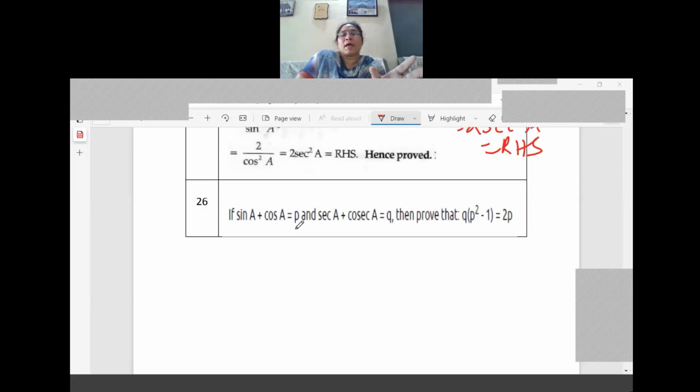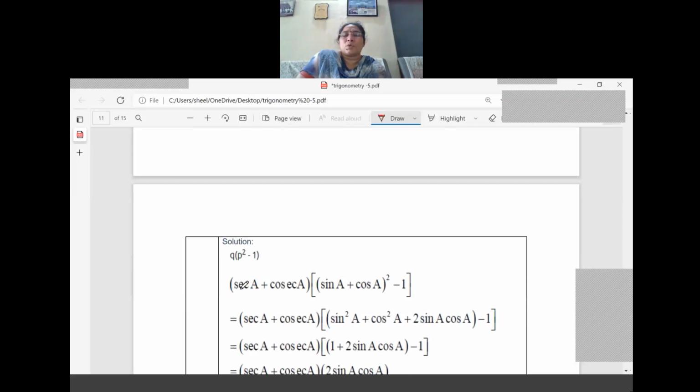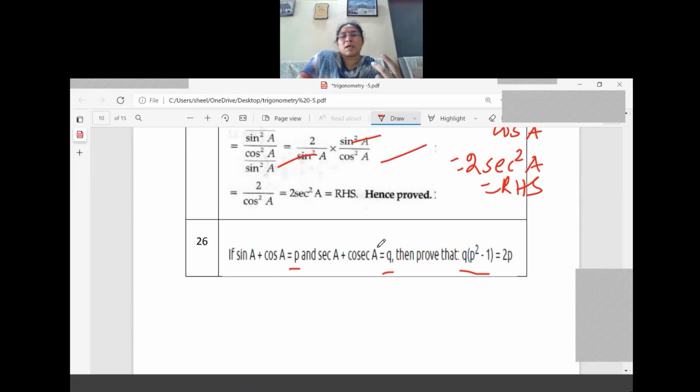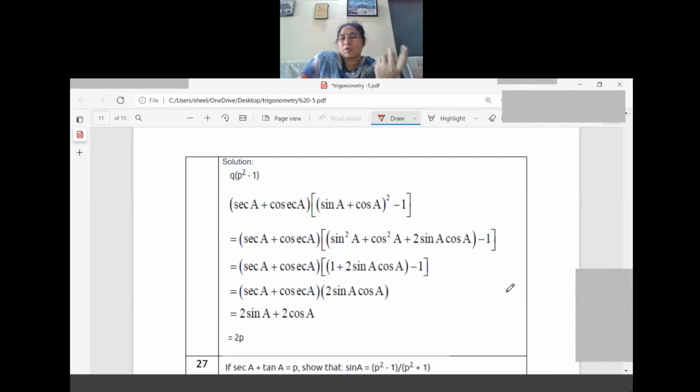So already the value for P is given, the value for Q is given, right? So just we have to take what is our LHS? Q into (P square minus 1). Substituting the values, nothing else. Q is sec A plus cosec A, P square is (sin A plus cos A) whole square minus 1 only. Expand this one. sin square A, cos square A, 2 sin A cos A minus 1 only. So what is sin square A plus cos square A? It is equal to 1. So 1 minus 1 will get cancelled. So what is remaining in the second bracket? Only 2 sin A cos A only.